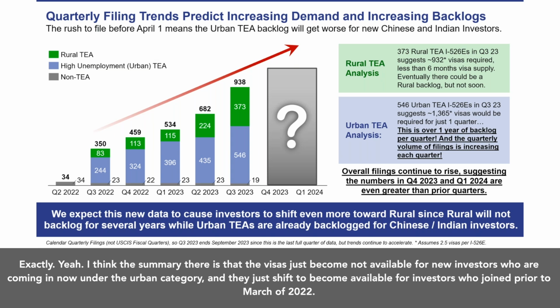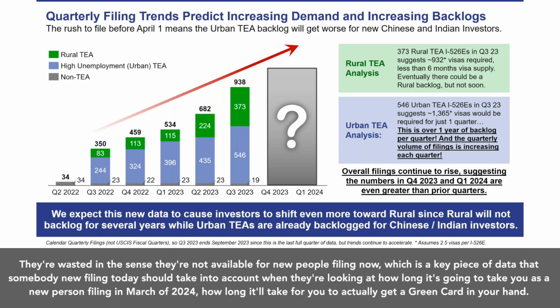Exactly. Correct. The summary is that the visas become unavailable for new investors coming in now under the urban category, and they shift to become available for investors who joined prior to March of 2022. So they're wasted in the sense that they're not available for new people filing now, which is a key piece of data that a new filer should take into account when looking at how long it will take to actually get a green card in hand, as a new person filing in March of 2024.